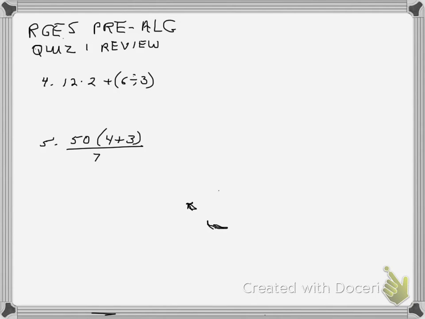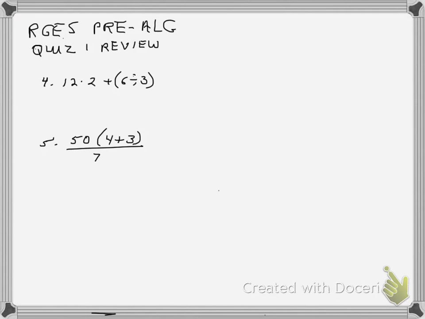This is Rges Pre-Algebra, and we're going to review Quiz 1 together. Nobody had problems with 1 through 3, which were basic operations, so that's excellent. Questions 4 and 5 have to do with order of operations.